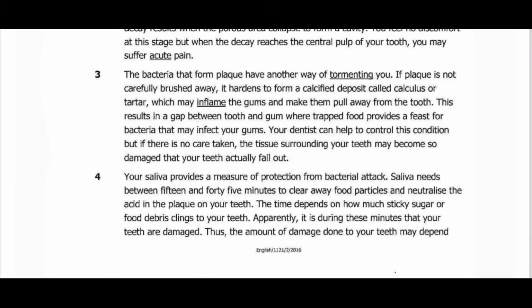Then for 3, the bacteria that form plaque have another way of tormenting you. If plaque is not carefully brushed away, it hardens to form a calcified deposit called calculus or tartar, which may inflame the gums and make them pull away from the tooth. This results in a gap between the tooth and gum where trapped food provides a feast for bacteria that may infect your gums. Your dentist can help to control this condition, but if no care is taken, the tissue surrounding your teeth may become so damaged that your teeth actually fall out.